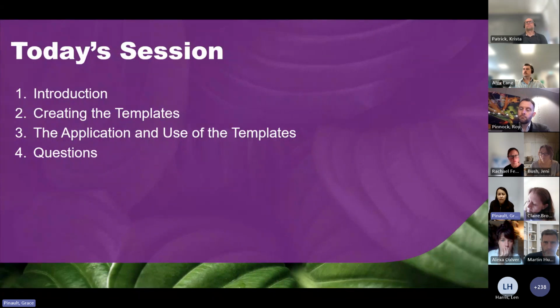For an overview of today's session, we'll give you a little bit of introduction into who we are and how we got involved in creating these templates with the Planning Advisory Service. We're going to go into how the templates were created and a bit of that process, and then we'll discuss the applications of how to use the templates.